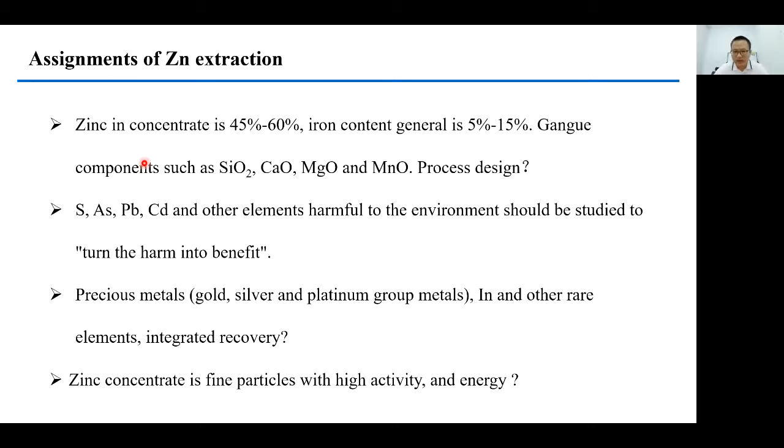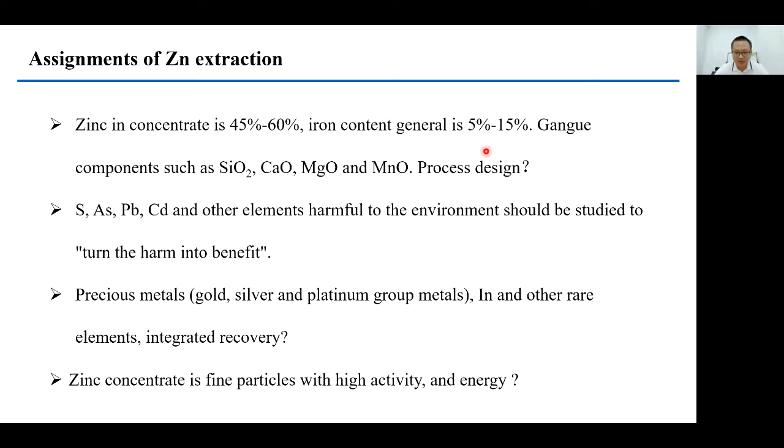Gangue components like silica, calcium oxide, magnesium oxide are gangue elements. We know that gangue components can be separated by slagging in copper making, in nickel making. But in zinc, we are using hydrometallurgy, and those components can be separated with solid and liquor separation because some of them, or their transition phases, are insoluble in aqueous solution, so they can be separated.